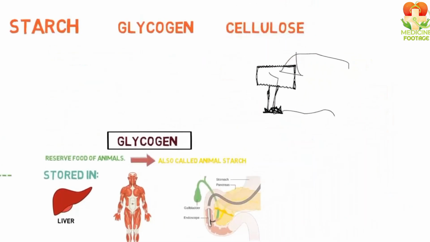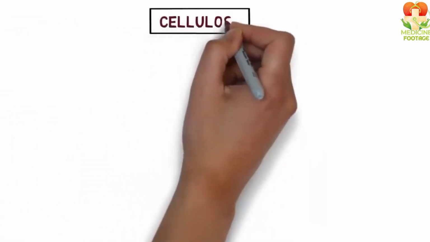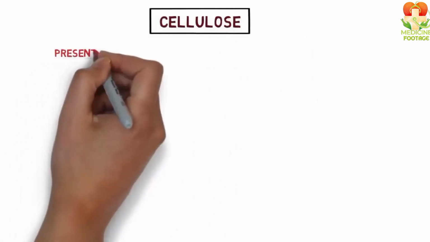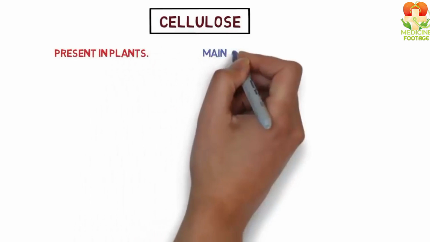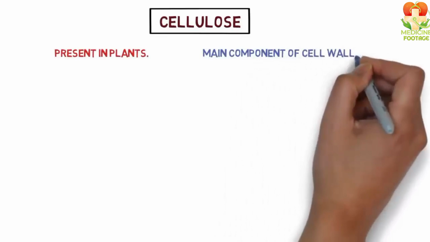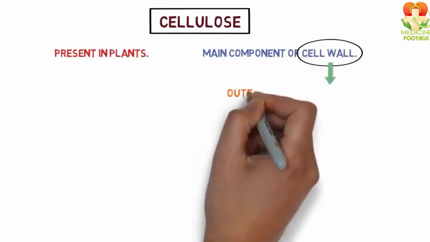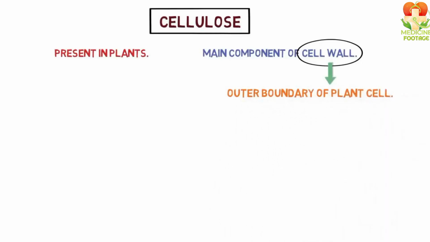Now, let's move on to the final classification of polysaccharides, cellulose. I have already mentioned cellulose in the previous chapter, but I'll explain it again. Cellulose is present in plants. Where is it found? It is the main component of plant cells, the main component of the cell wall. What is a cell wall? The outer boundary of a plant cell is called the cell wall. The outer boundary of plants is made up of cellulose.